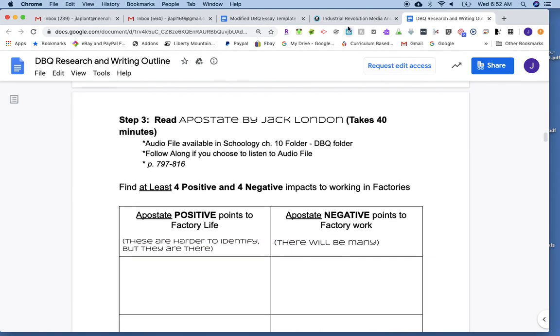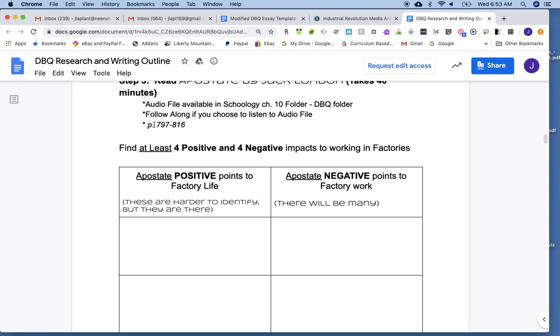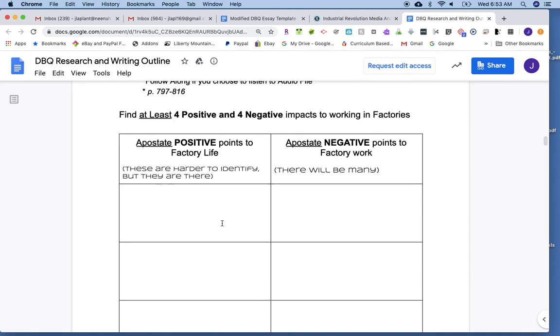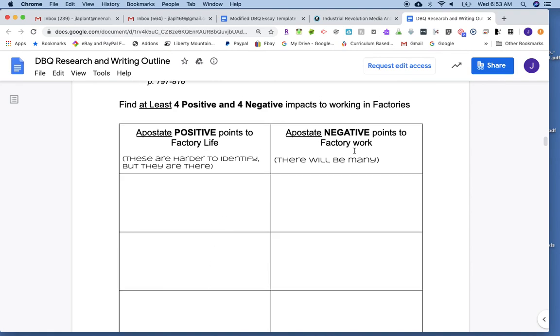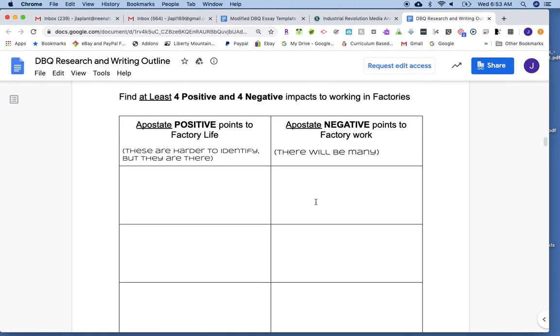Next part, next day he talked about the Apostate by Jack London. And he's telling you go to Schoology, Chapter 10 folder, DBQ folder. Follow along if you choose to listen to the audio file. There's also an audio version. Otherwise, you can read it. It's on page 797 to 816. He wants you to find at least 4 positives and 4 negatives of the Industrial Revolution working in factories.